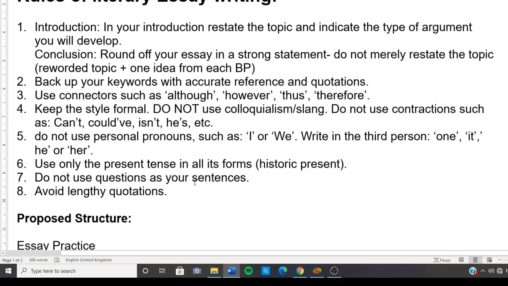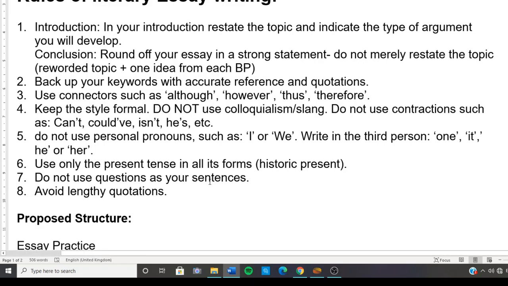5. Do not use personal pronouns such as I or we. Always write in the third person. So you'd use one, it, her, or he. 6. Use the present tense in all its forms. So, for instance, the happenings of the book happen in the present tense. When Romeo and Juliet die, they die in the book in the present tense. So therefore we speak in the present tense always. Don't say Romeo killed himself. You would say Romeo kills himself.